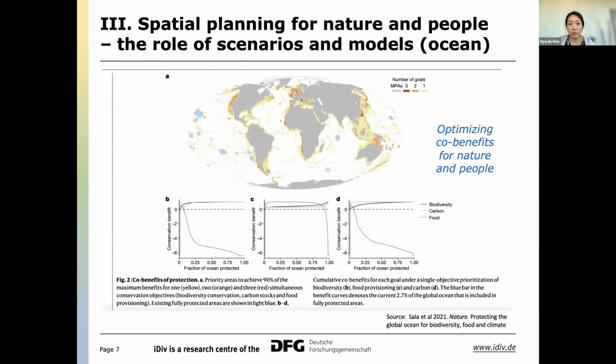And this is another example on the marine side, another recent article published in Nature, using the co-benefits for both nature and people, using metrics on biodiversity conservation, carbon stocks, and food provisioning to see where to place marine protected areas meeting more than one goal or aspiration.